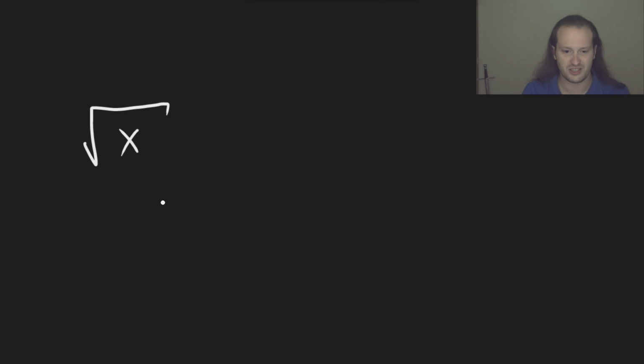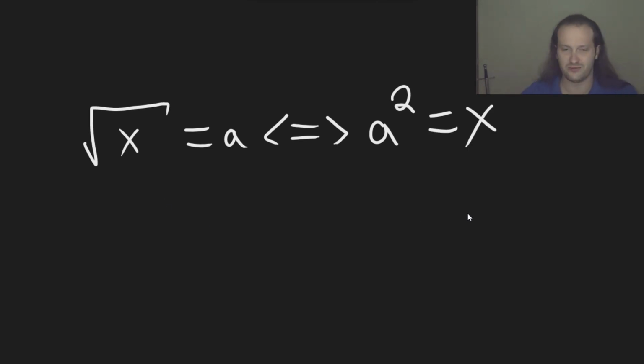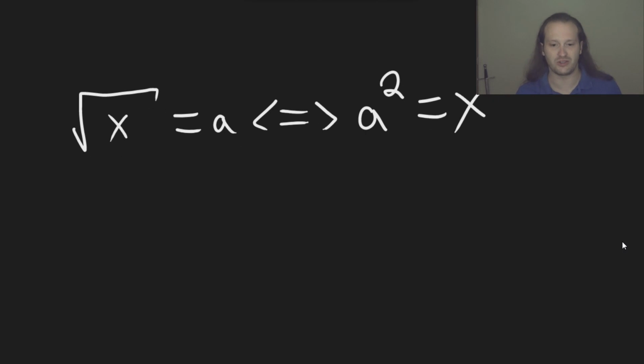The equivalent statement is that if this is some number a, this is the same thing as saying that a squared equals x. You have to make sure of a certain thing. At least for Algebra 1, we do need to add a qualifier for x. X has to be a positive number. You can't take the square root of a negative number.